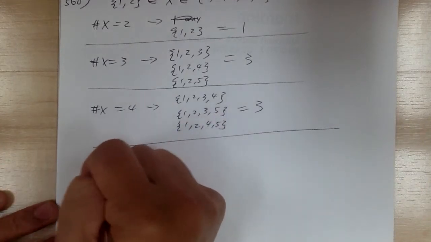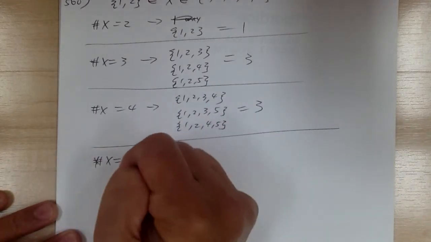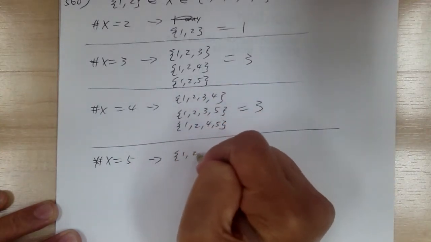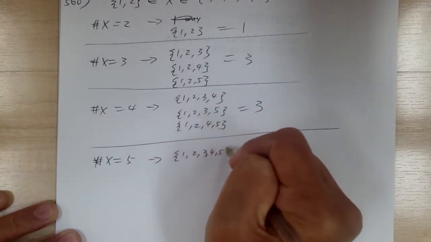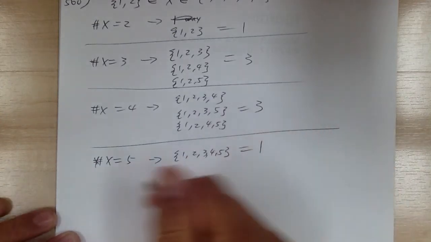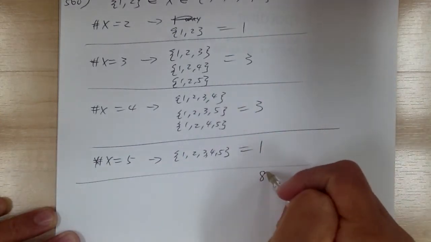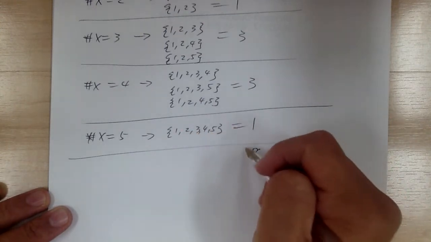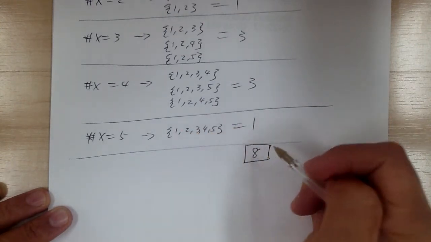Now, when the number of elements in X equals 5, that means you use all of them, {1, 2, 3, 4, 5}. So that's only one way. So when you add all this together, there are a total of 8 ways. So that means there are a total of 8 different ways that X can be.